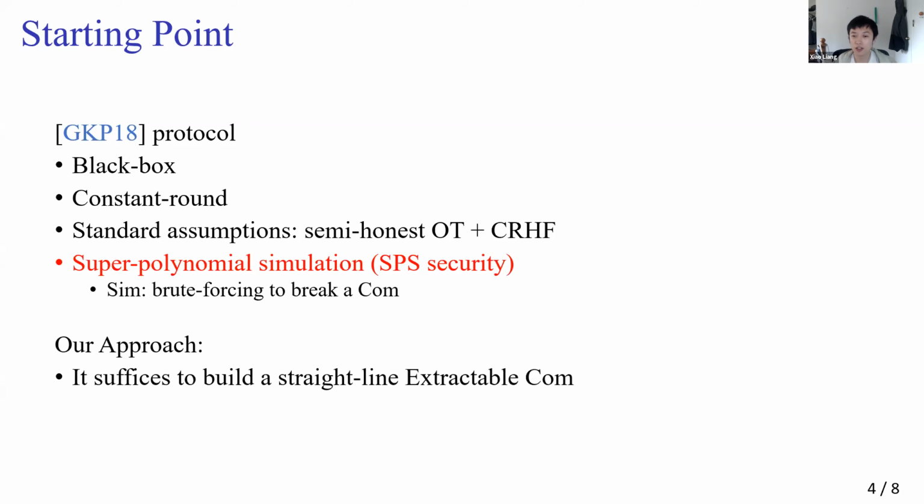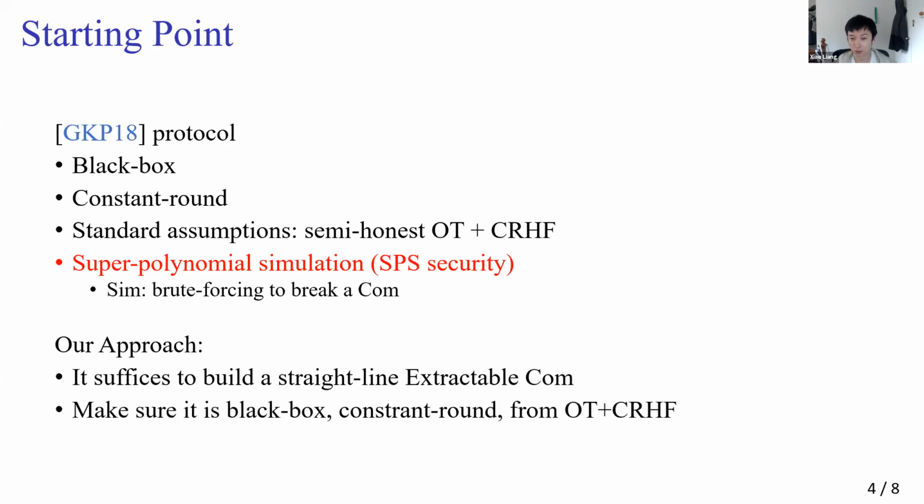So we observe that it is sufficient if we can replace that commitment by a straight line extractable commitment. Then we will have a protocol satisfying our need. I won't go into the details of the reason, since we only have 5 minutes, so trust me: if we can build such an extractable commitment, then we can have our result. Of course, when we do this, we have to make sure that our new commitment is black box, constant round, and does not incur any new assumptions.